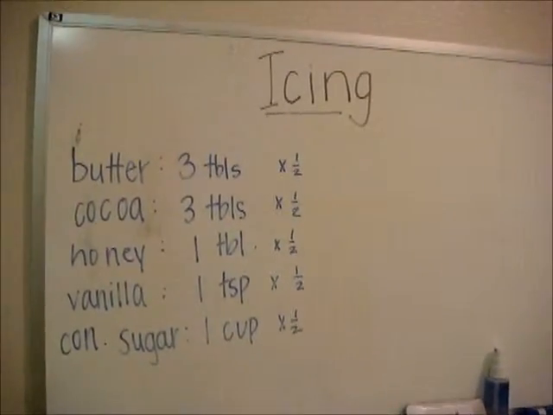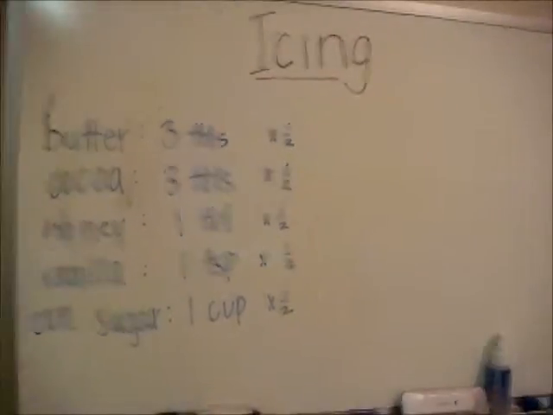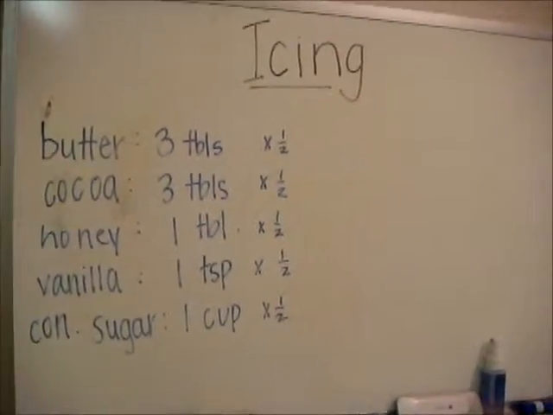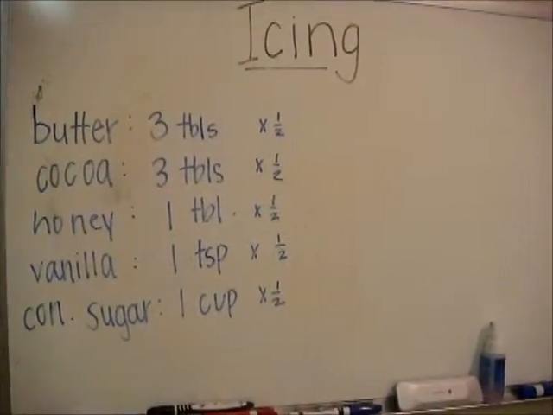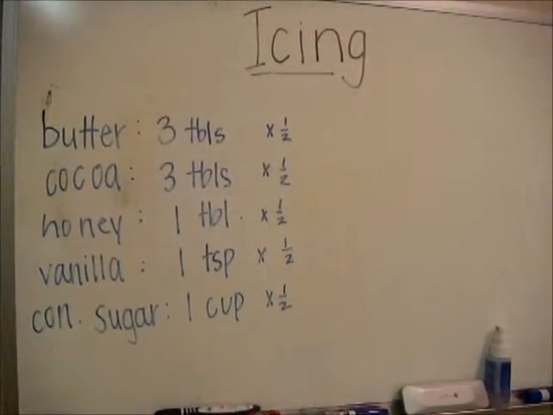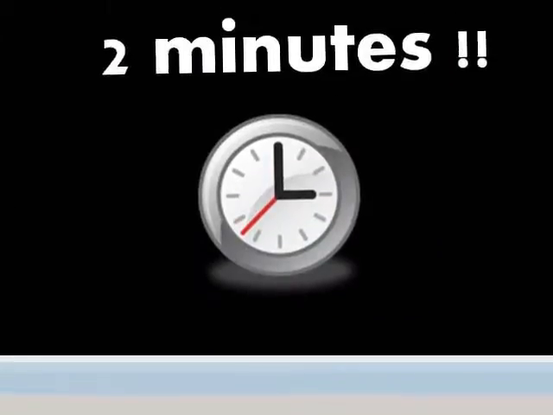Okay, this shows you the original quantities of each ingredient you need to make the icing for our brownies. Your job is to find the amounts we need for the new recipe by multiplying each of those quantities by 1/2. You have 2 minutes to do so. Ready, go.